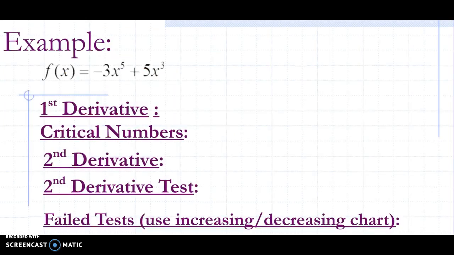So, let's take a look at this first example. What I'd like you guys to do right now, there's a lot you can do so far. I'd like you to at least first find the first derivative, critical numbers, and second derivative. Okay? Do those things first, and then we'll discuss. Okay? Go ahead, put me on pause.